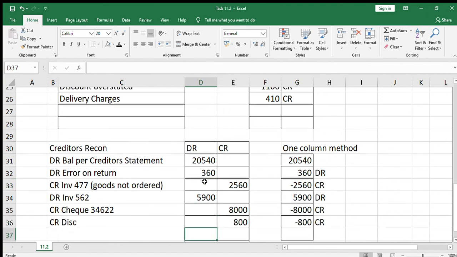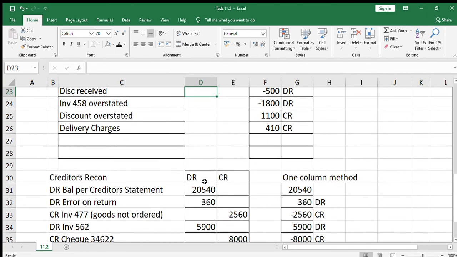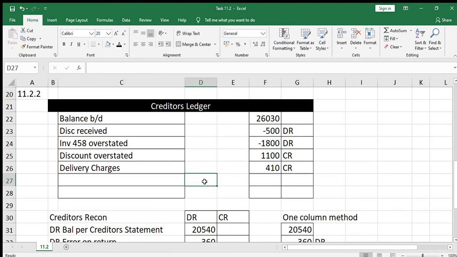All we need to do now is work out our answers. Okay, so if we go to the creditors ledger, I'm just going to work it all out. So basically calculating from 26,030 down to 410. Sorry, I think I missed out one thing. I just realized now.